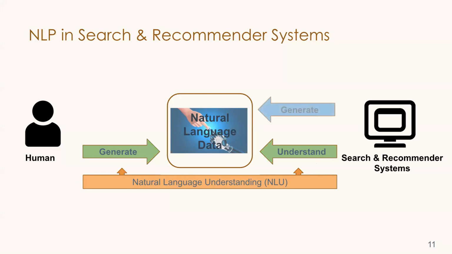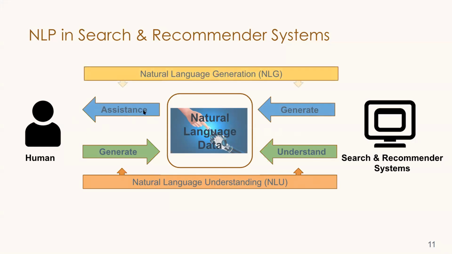On the other side, the computer can also generate natural language data, such as spell check or query suggestion, by generating a better query. This is to assist the search and recommender task of the human. And this part is called natural language generation.